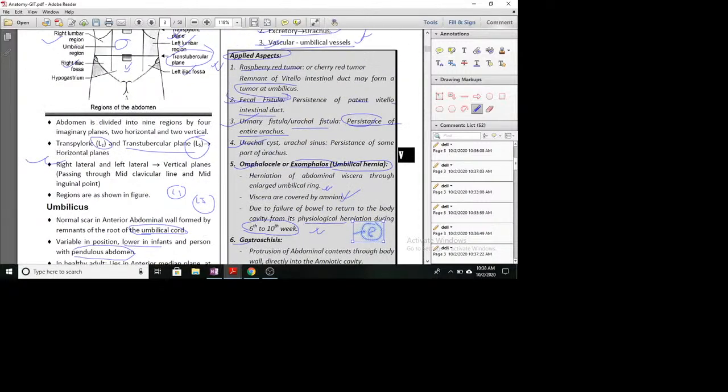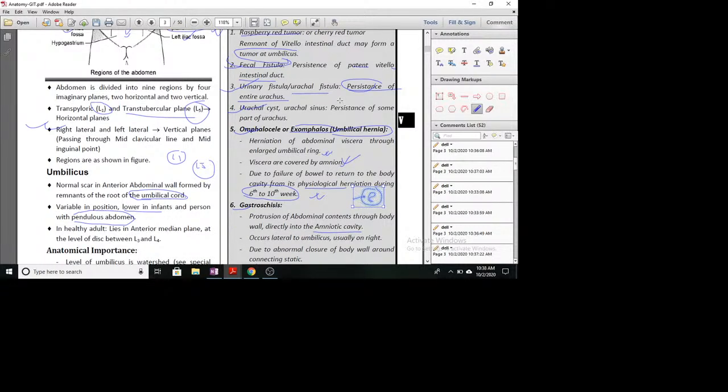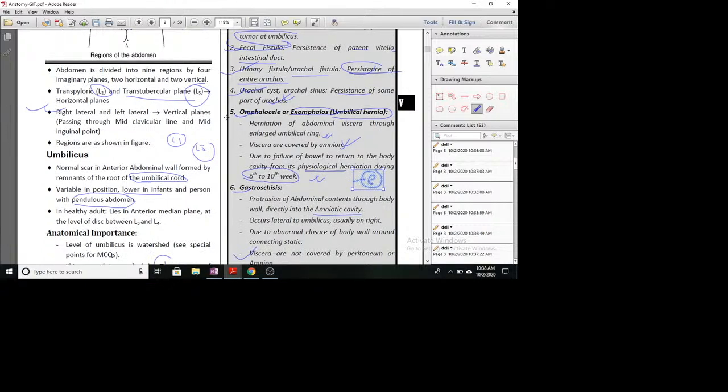So what other things did we study in this topic? We studied vitelline intestinal duct remnants, so remember the vitelline intestinal duct in this case. Then we studied the fecal fistula, which is present due to the patent vitelline intestinal duct. There is also a urinary fistula, which is present due to persistence of some part of the urachus. Then we studied omphalocele.